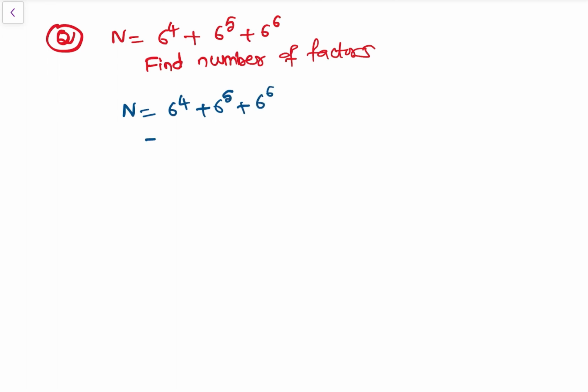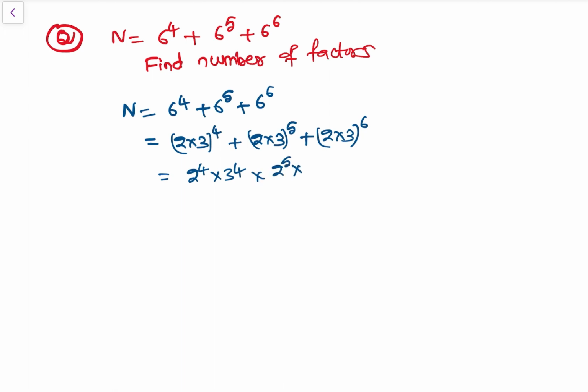to the power 6. So 6 can be written as 2 into 3 to the power 4 plus 2 into 3 to the power 5 plus 2 into 3 to the power 6. So that is 2 to the power 4 into 3 to the power 4 plus 2 to the power 5 into 3 to the power 5 plus 2 to the power 6 into 3 to the power 6.